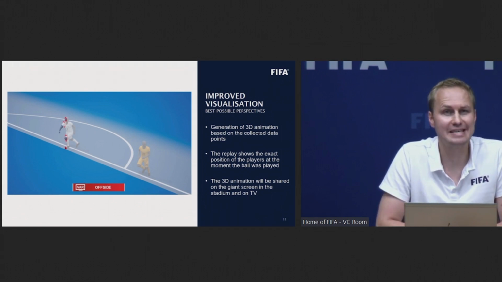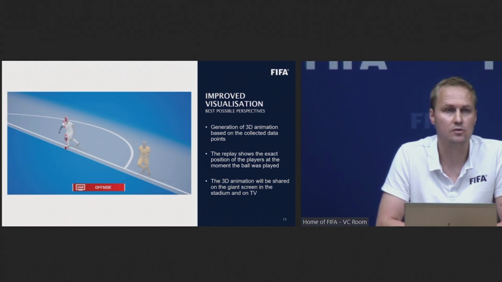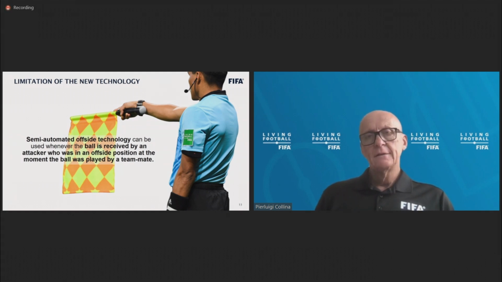So the replay shows the exact position of the players at the moment the ball was played. And the 3D animation will be shared, of course, on the giant screen in the stadium and on TV. It's just important to understand that this process only starts after the referee has taken the decision on the pitch, which in our tests takes around 15 to 25 seconds. And of course, it can then only be shown on TV and on the giant screen whenever there's the next opportunity to show that.